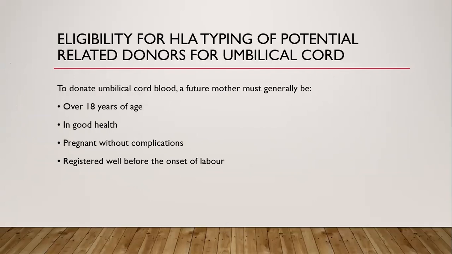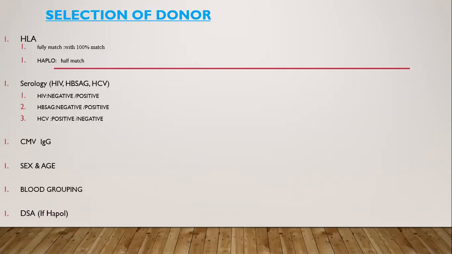Eligibility of HLA typing of a potential related donor for umbilical cord: the mother must be over 18 years of age, in good health, and pregnant without any complication. Before planning for the umbilical cord donation, the mother should be registered before onset of labor. So we'll go to the next slide.